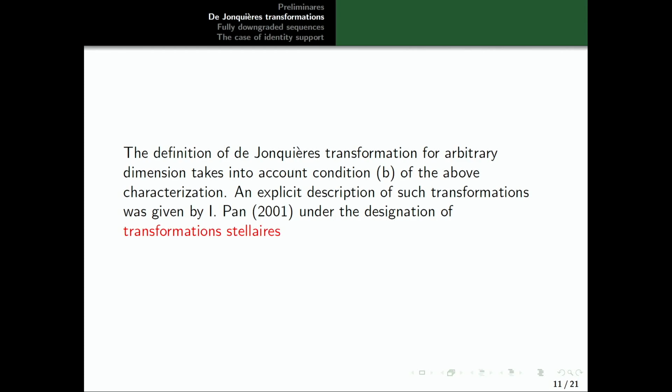The definition of the Jonquière transformation for arbitrary dimension takes into account condition B of the above characterization. An explicit description for such a transformation was given by Pan in 2001 under the designation of stellar transformation. Okay?